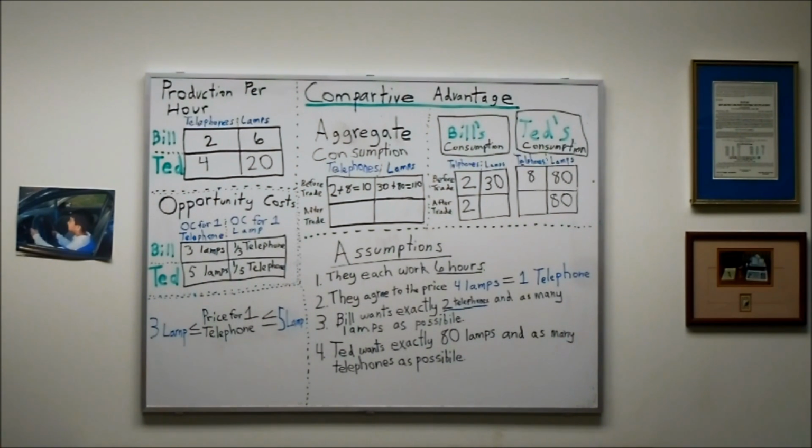Ted knows that after making 80 lamps, he has 2 hours left over to make stuff either for his consumption or for trade. He knows that in 2 hours, he can make either 8 telephones or 40 lamps. Bill spent 1 hour making 2 telephones for himself, leaving him 5 hours where he could make either lamps for himself or he could make telephones for trade. In 5 hours, he can make 10 telephones.